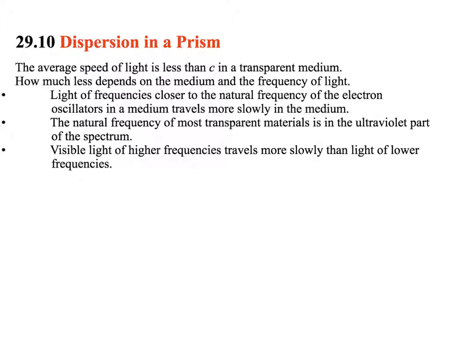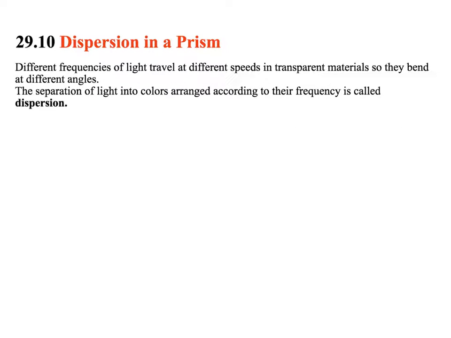Light at frequencies closer to the natural frequency of the electron oscillators in a medium travels more slowly in the medium. The natural frequency of most transparent materials is in the ultraviolet part of the spectrum. Visible light of higher frequencies travels more slowly than light of lower frequencies. Different frequencies of light travel at different speeds in the transparent material, so they bend at different angles. The separation of light into colors arranged according to frequency is called dispersion.